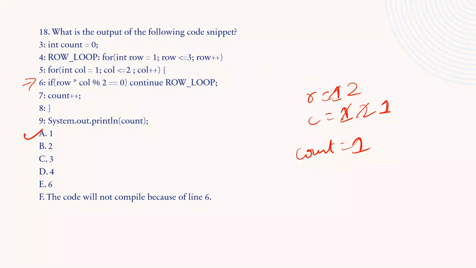So that's how it is happening: outer loop, inner loop, outer loop, inner loop. Row equals 2, column equals 1. The expression on line number 6 is true in this case, and the continue ends the outer loop, and count is still at 1. So count is not changing. Just keep track of the count.